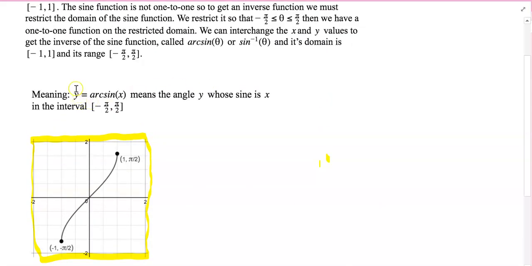Now, in terms of the meaning, y is equal to arcsine of x means the angle y whose sine is x in the interval negative pi/2 to pi/2 included. Let's look at a couple of examples.